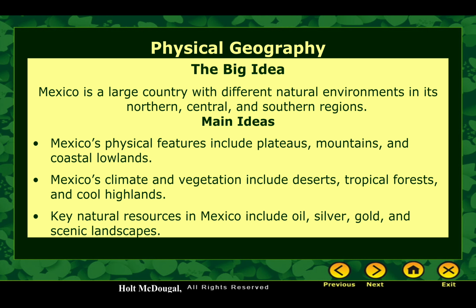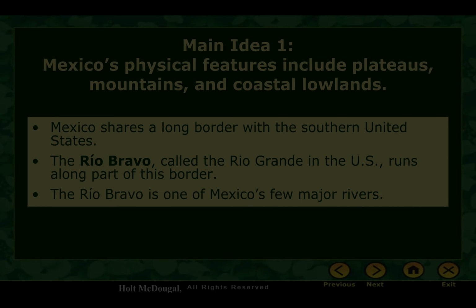So our first big idea we're going to talk about today is that Mexico is a really large country with different natural environments in its northern, central, and southern regions. So we divide Mexico into three regions: north, south, and middle. Their physical features include plateaus, mountains, and lowlands. That means it's low elevation. They have deserts, tropical forest, and cool highlands. That means it's high elevations like mountains. And they have lots of natural resources, just like Canada: oil, silver, gold, and a lot of forestry as well.